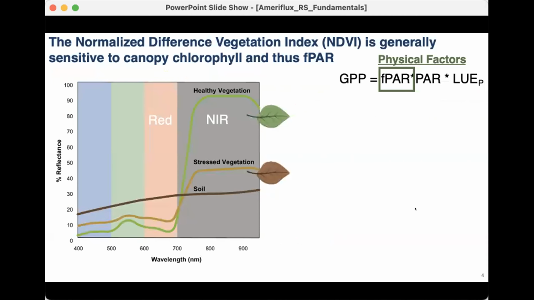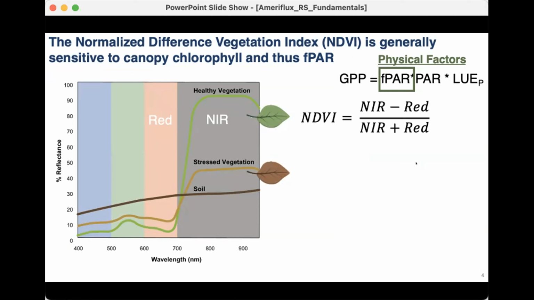So as Troy talked about, the normalized difference vegetation index, NDVI, is generally sensitive to canopy chlorophyll and thus FPAR. And so if it's giving us a measure of how much chlorophyll is available in a vegetated area to absorb light, it's giving us information about this FPAR term, integrated over seasonal timescales, over broad spatial scales. If we know how much chlorophyll there is, it can generally be a good measure of an area's capacity to perform photosynthesis.